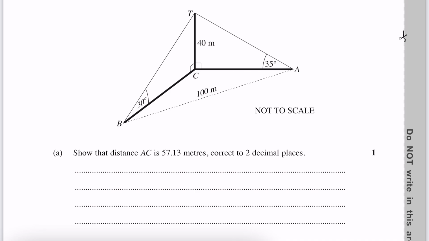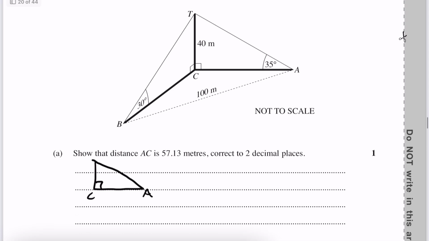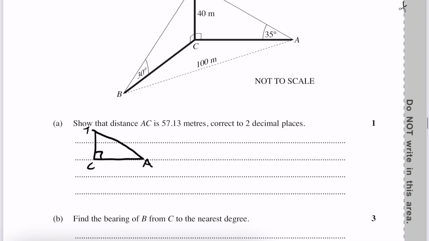And what we should recognize is that AC is part of a right angled triangle. If I draw it here, we've got a right angled triangle where that's A, C, and the top of the tower was T. This is 35 degrees. This is 40. So just using basic trigonometry, we see that AC is the adjacent side and TC, which is the 40 that they give us, is the opposite side.